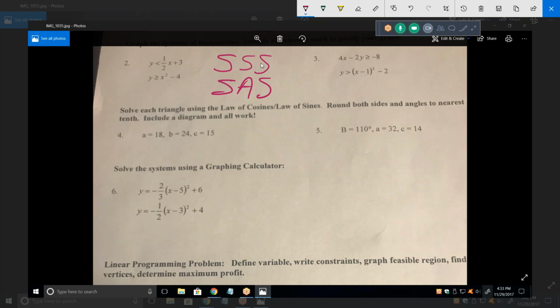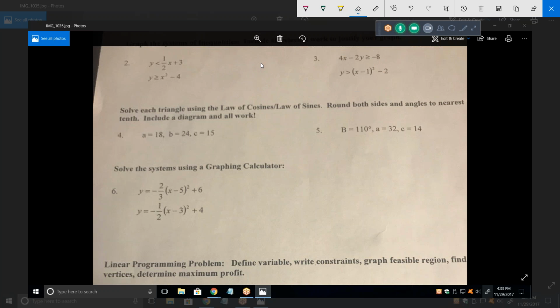Because neither one of them gives you that vital thing that the law of sines requires, which is one side and an opposite angle. If I have one side and its opposite angle, then I can use the law of sines to finish solving the whole triangle. But when you have side, side, side, or side, angle, side, you do not have one side and its opposite angle in either situation.